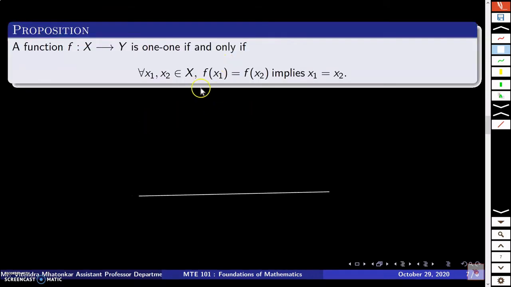Next we have this proposition which says a function f from X to Y is 1 1 if and only if for every pair x1 and x2 in X, f of x1 is equal to f of x2 implies that x1 is equal to x2. Can you all recollect something looking at this expression?